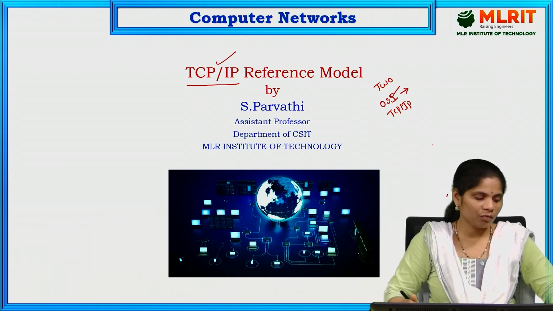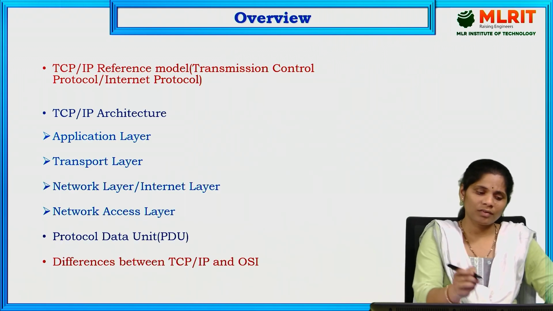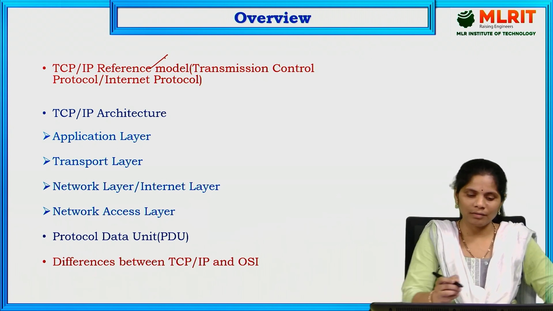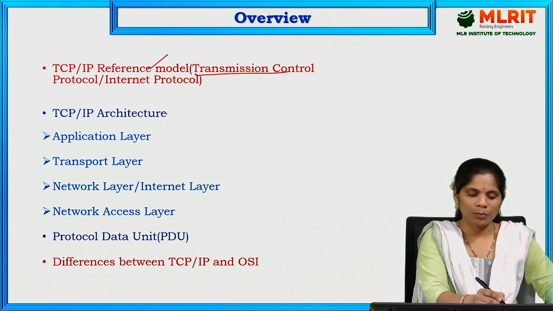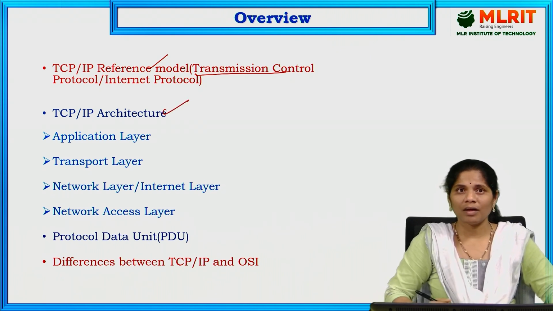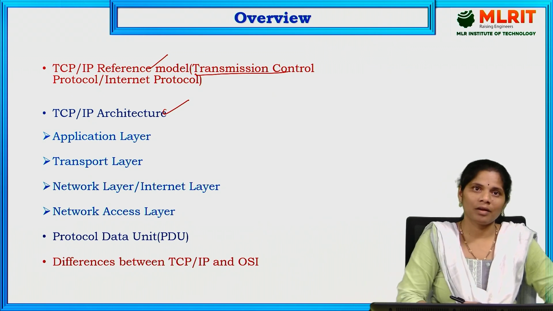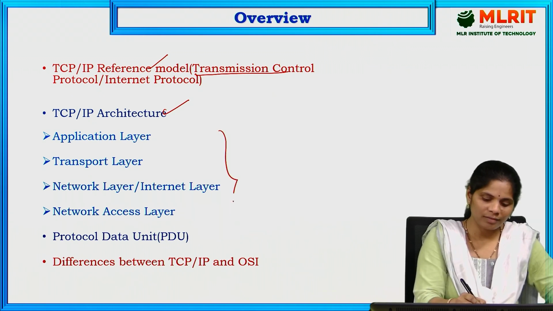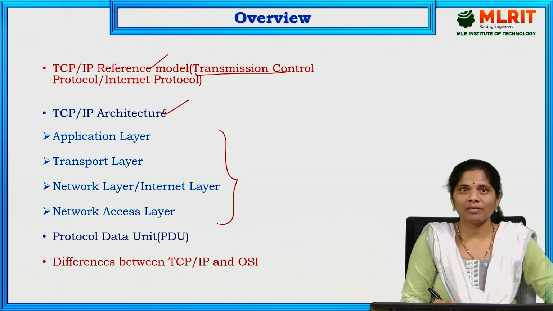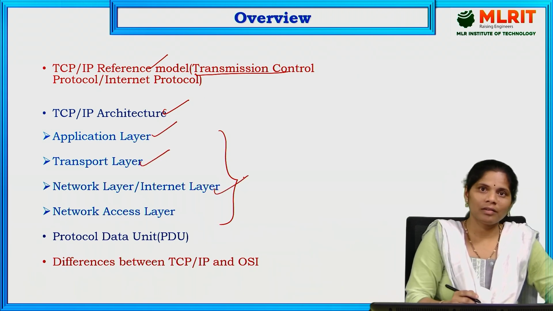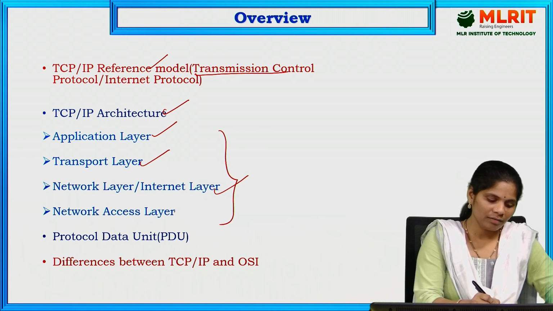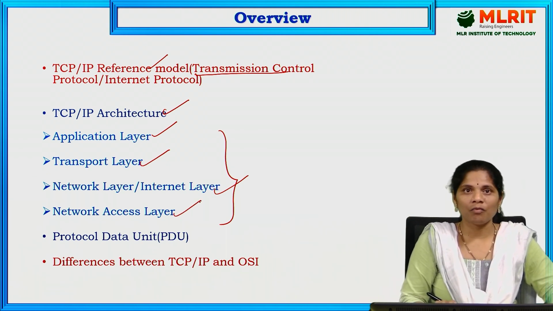First, let us see the overview of today's session. First, we are going to discuss what is the TCP/IP reference model, that is Transmission Control Protocol and Internet Protocol. And next, we are going to discuss the TCP/IP architecture. What is the architecture? How many layers are there in TCP/IP? And next, we are going to discuss the layers in TCP/IP architecture. There are 4 layers in TCP/IP architecture. Those are the application layer, transport layer, network layer, that is also called the internet layer, and next the network access layer. These are all the 4 layers we are going to discuss in the TCP/IP reference model.